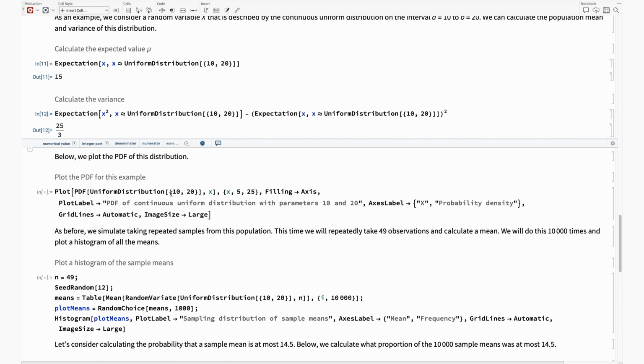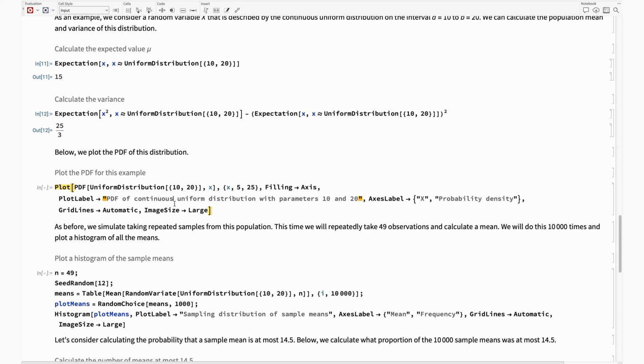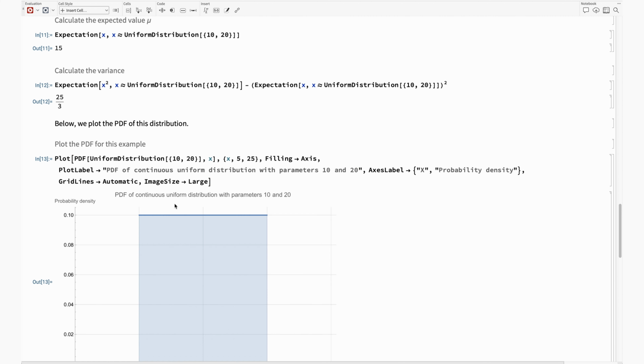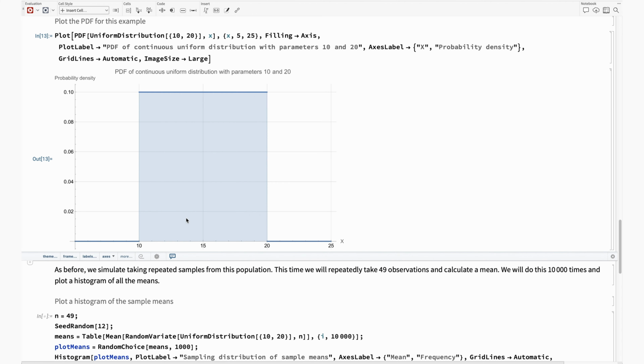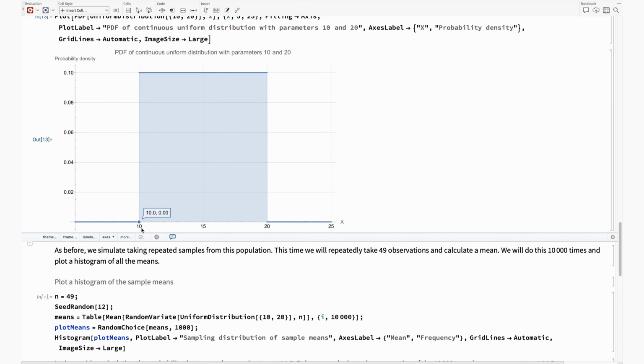Now we can plot this PDF. I just want to show you what it looks like. Please remember what the continuous uniform distribution looks like. There it is. There we can see it, that it is at a value of 0.1 when we are between 10 and 20 and 0 everywhere else. So if I look at this as probability density, 20 minus 10 is 10 times the height, which is 0.1.